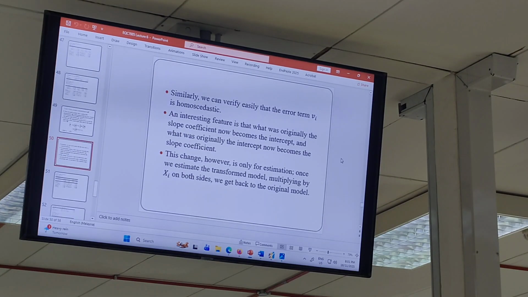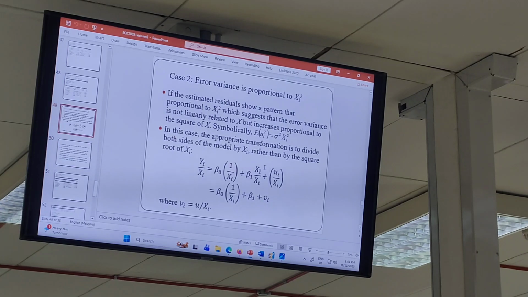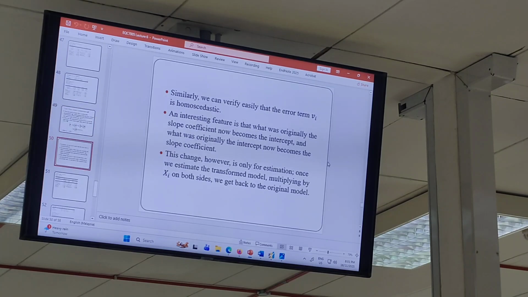So an interesting feature is that what was originally the slope coefficient now becomes the intercept, and what was originally the intercept now becomes the slope coefficient. So this one, originally the intercept, now becomes the slope for this variable, and this one, originally the slope, becomes the intercept. However, this change is only for estimation. Once we estimate the transformed model, multiplying by xi on both sides, we get back to the original model.